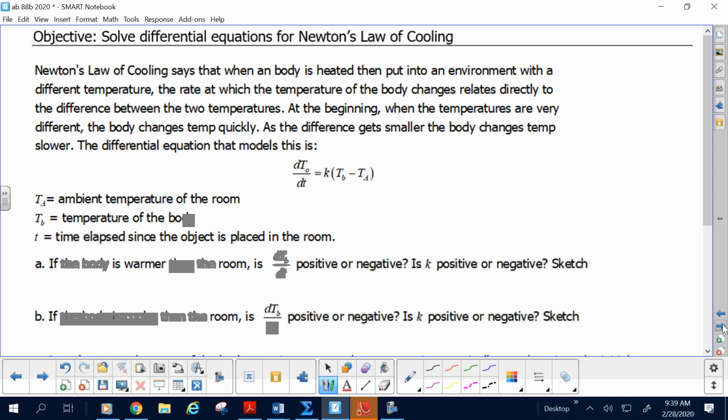Then there is Newton's law of cooling, which is what I'm tackling here. This is not on the AP test, but it is commonly taught in college Calc 1 courses, so I want you to see it. So it goes a little something like this.